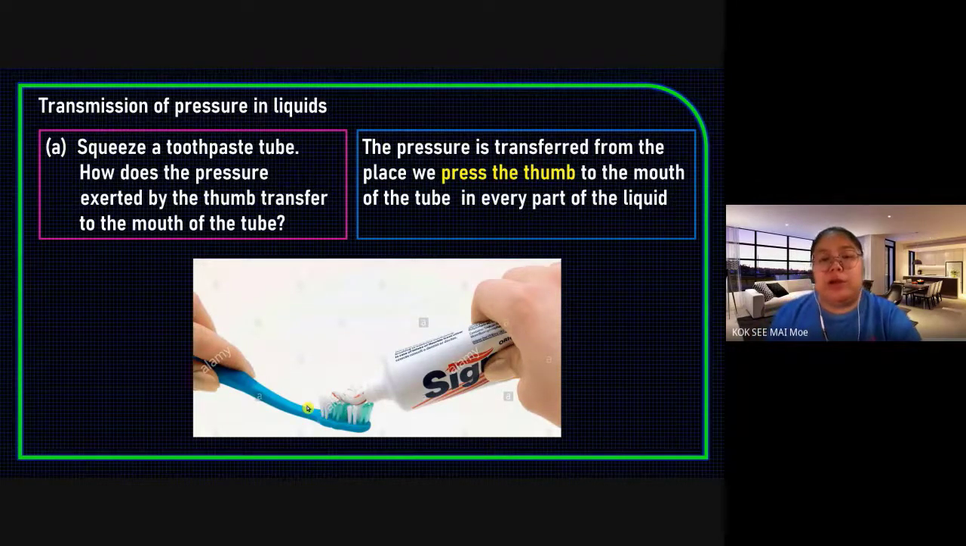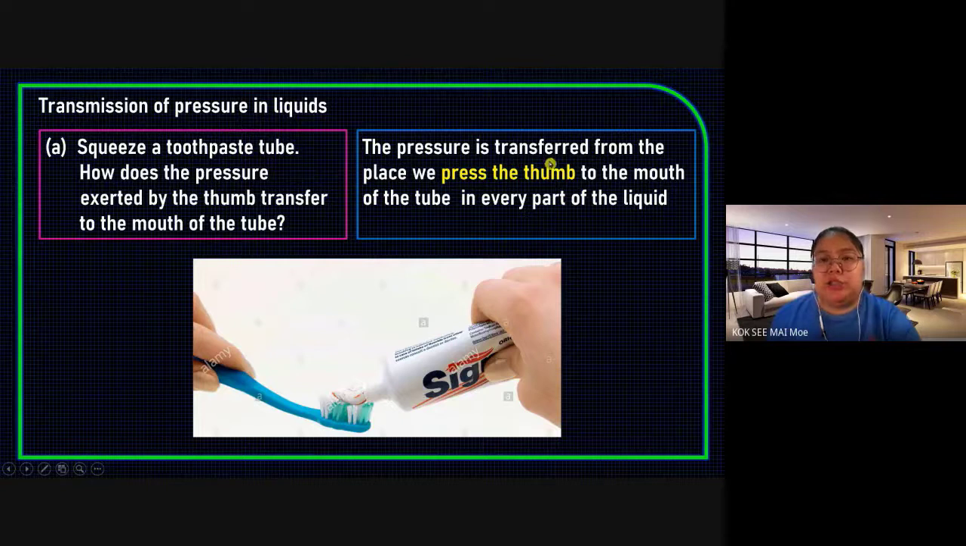So if I close the mouth, what happens? You find this part becomes bigger in size, because all the toothpaste is concentrated at that part. So that means the pressure is actually transferred when you squeeze.